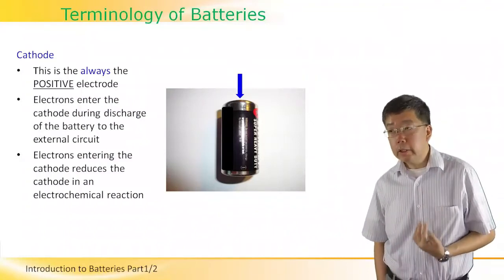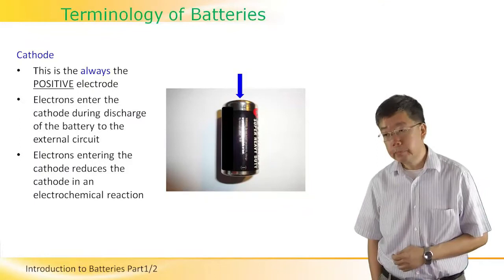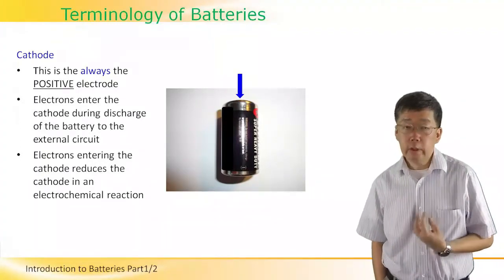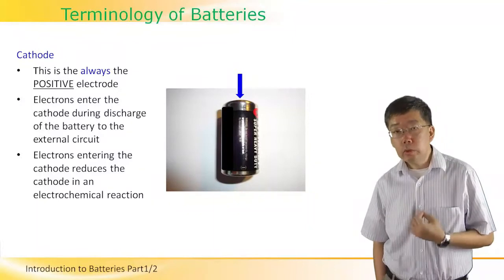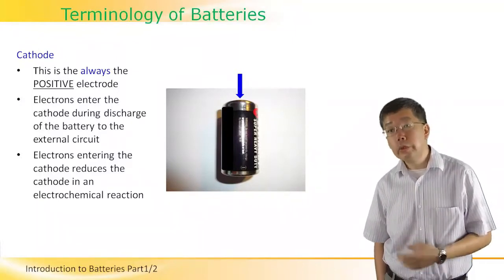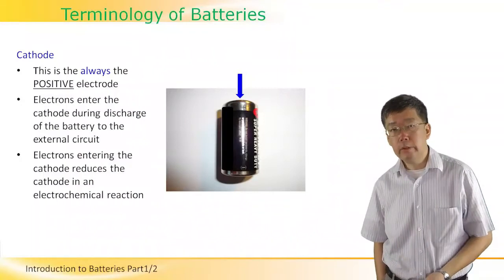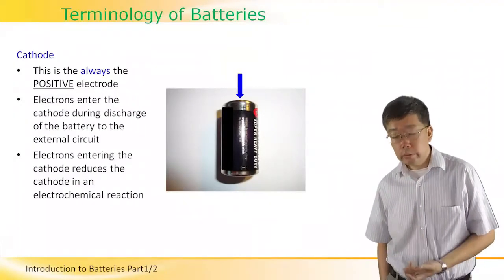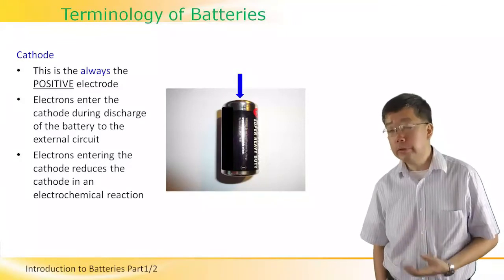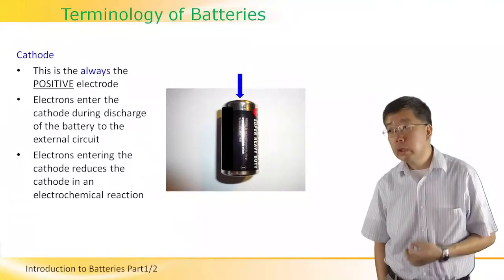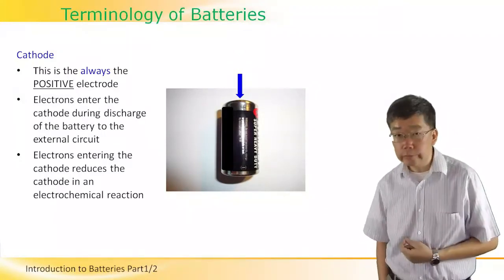So this again is by definition always the positive electrode of the battery. So the positive electrode will attract electrons, and therefore electrons will always enter the cathode during the discharge of the battery. In other words, when we use the battery to power some device in a circuit, such as a cell phone, the electrons will enter the cathode. And when they enter the cathode, what the electrons will do is to reduce the material in the cathode in an electrochemical reaction.